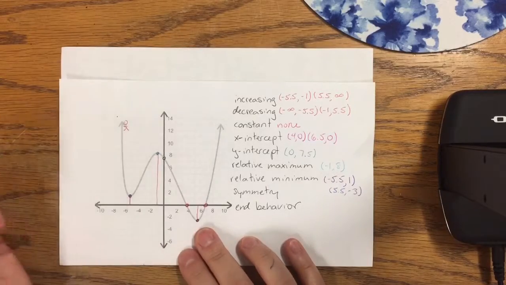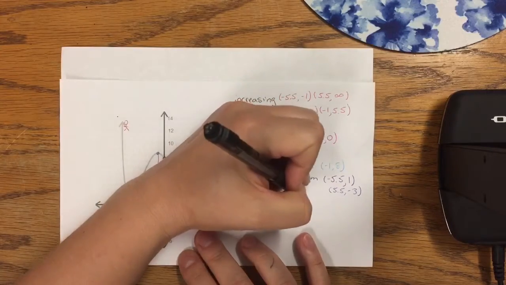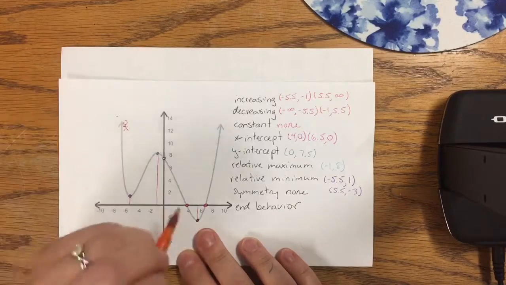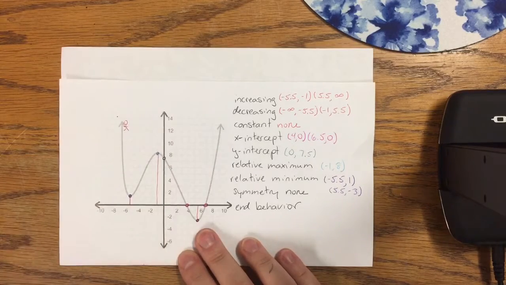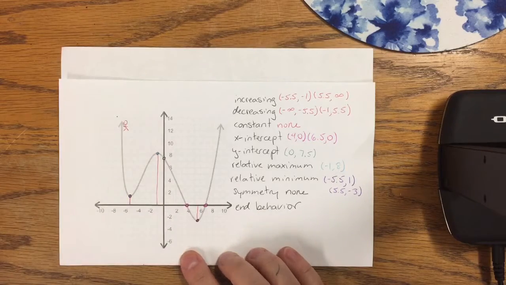Symmetry, remember, if we can fold our graph in half, that would make it symmetrical. I don't see that happening here, so I'll say none. And then end behavior, my favorite, is what's happening as you go more and more negative and more positive in the x value. What happens to your function?